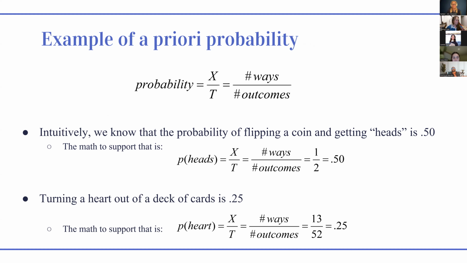And here I've got one: the probability of pulling a heart out of a deck of 52 cards. You've removed the jokers. You've got 52 cards, and there are 13 hearts. 13 divided by 52 is 25%. That makes sense, right? There are four suits. You'd expect a 1/4 chance of pulling out each suit, 25%. That makes sense, right? Anybody have any questions on simple a priori probability?